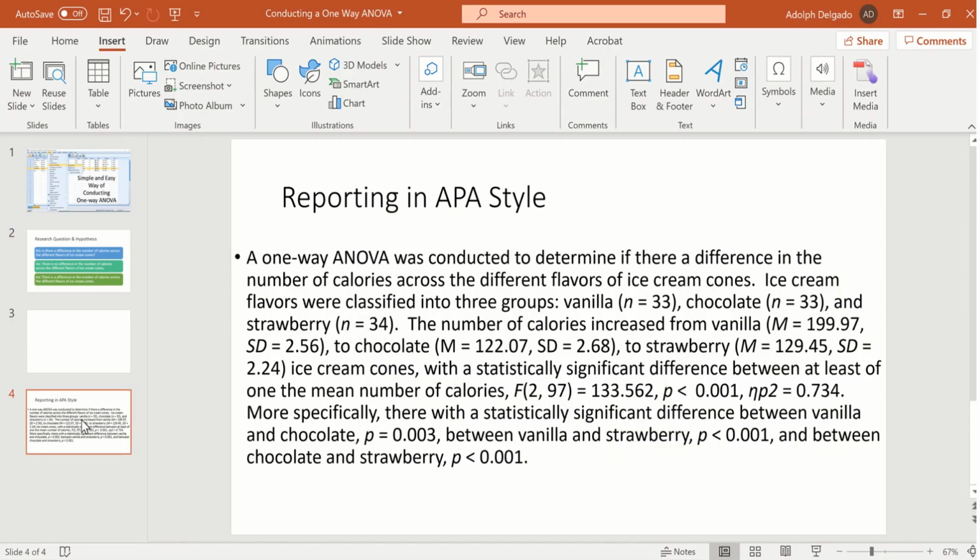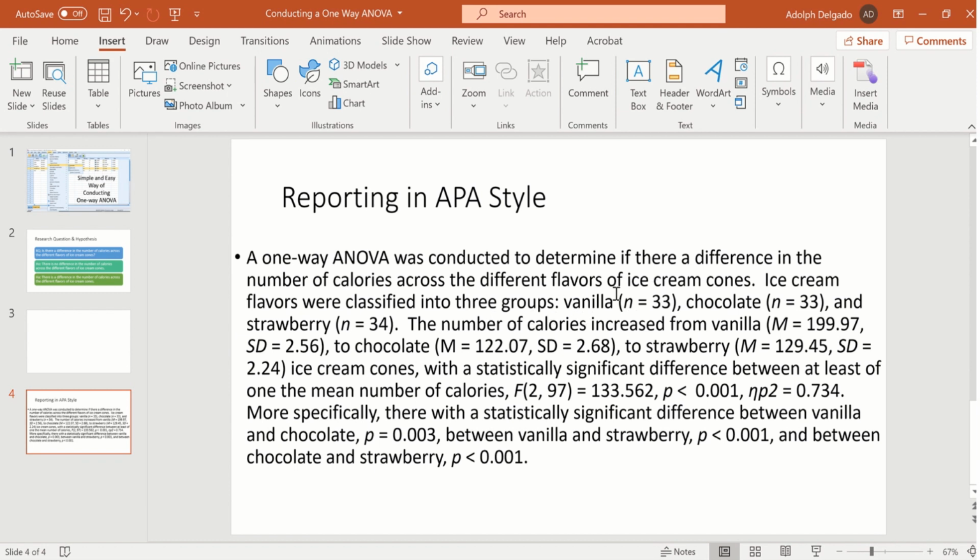So here's how you would report it in APA style. A one-way ANOVA was conducted to determine if there's a difference in the number of calories across the different flavors of ice cream cones. You always want to bring it back to your research question and your hypotheses. You want to keep that language very consistent so your reader knows that what you're reporting is based on what your hypotheses were. Ice cream flavors were classified into three groups.